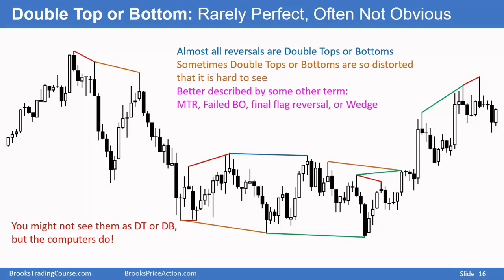Although when you look at these double tops and double bottoms, you might not think of them as double tops and double bottoms, but the computers do. They see two attempts to go one way, both reversing around the same price. Double tops, double bottoms. And that's how you should see them as well.